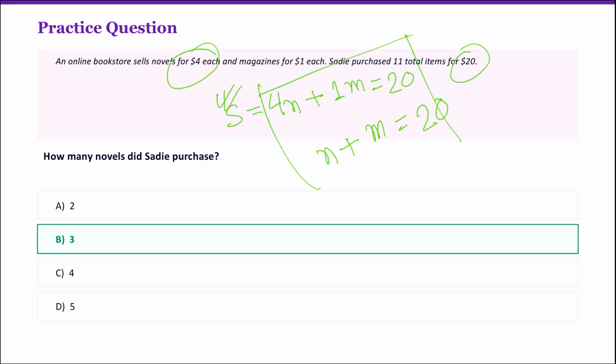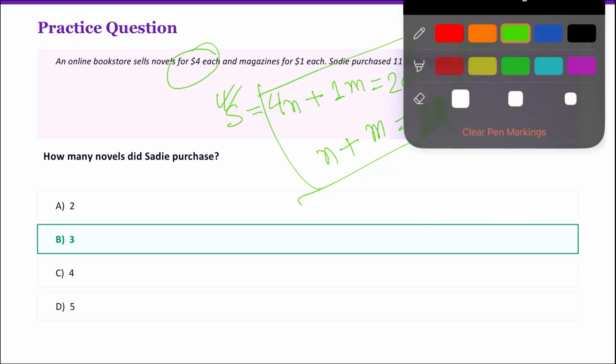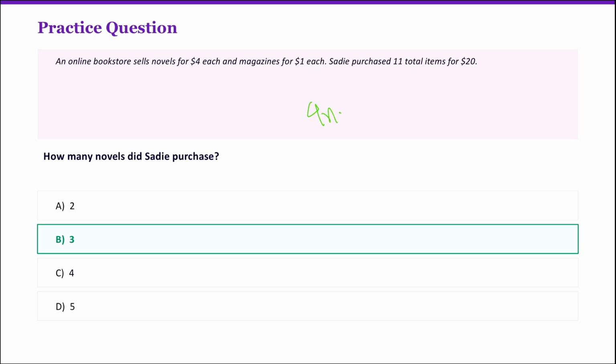And now we have a system of two equations. We have 4n plus 1m is 20, and we know n plus m is equal to 11. Let me clean that up really quick. So we have 4n plus 1m is 20, and we have n plus m, 11. So now we can go ahead and try to solve this system.